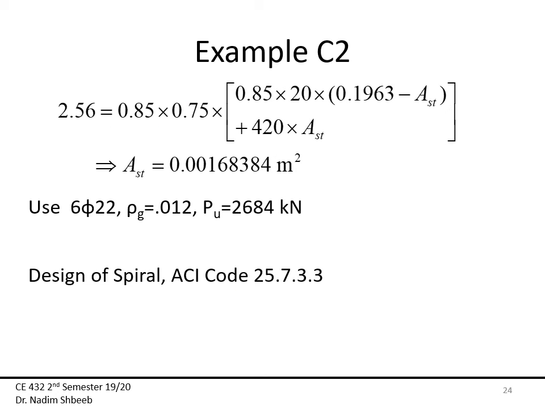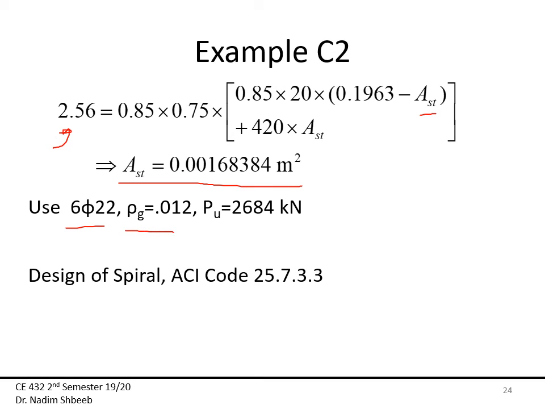Okay, now I need to figure out what my area of steel is, so I go back to the same equation. Again, always, once you define that gross area, go back to the same equation and find out what the actual steel reinforcement is going to be. So as you've seen here, this is now my area of steel. I'm going to use 6 phi 22, which is again the minimum for a spiral.